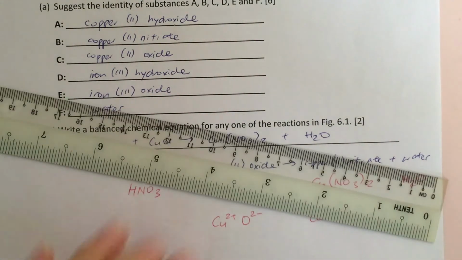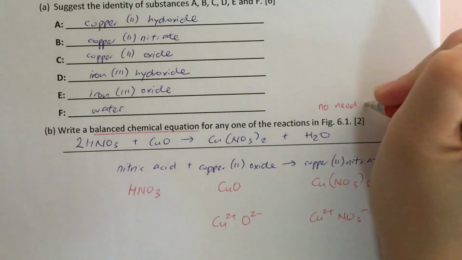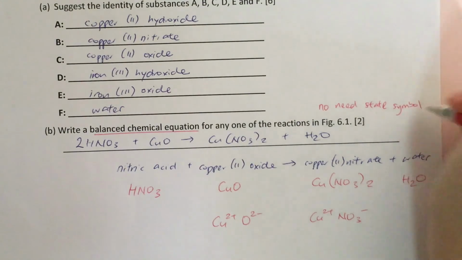Okay, so now before you put state symbols, you read the question carefully. It says balanced chemical equation. It didn't say anything about writing state symbols, so do not write state symbols. You may get penalized if you get it wrong.